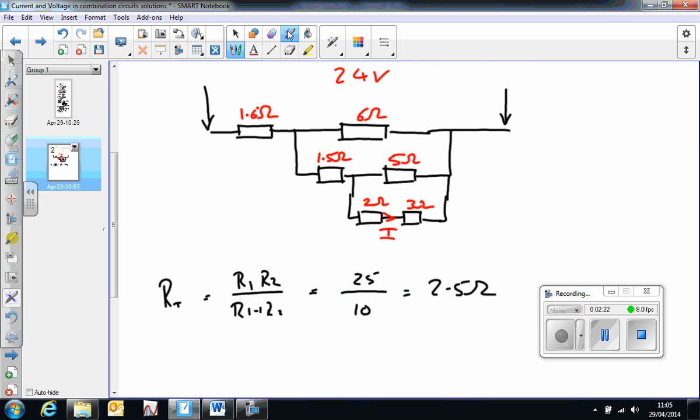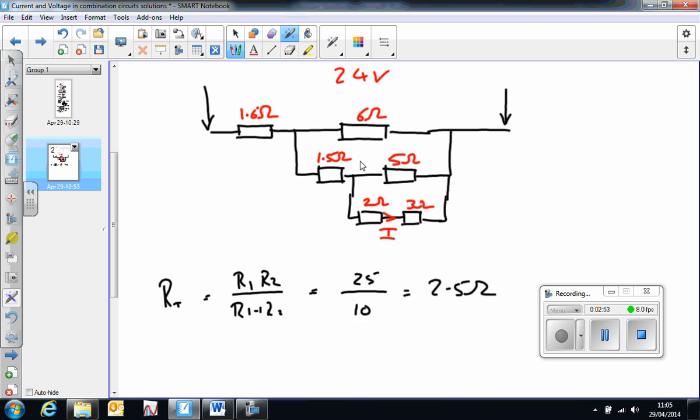Okay, so the first thing I'm going to do is find out what the resistance of this little combination is. I've got a 2 and a 3 ohm in series, which is 5 ohms, in parallel with another 5 ohm resistor. Using this formula, product 5 times 5 is 25 over sum 5 plus 5 is 10, gives me 2.5 ohms. You might have remembered that if the resistors are the same, then the total resistance is half of one resistor, which is 2.5 ohms. So there's a bit of a shortcut there.